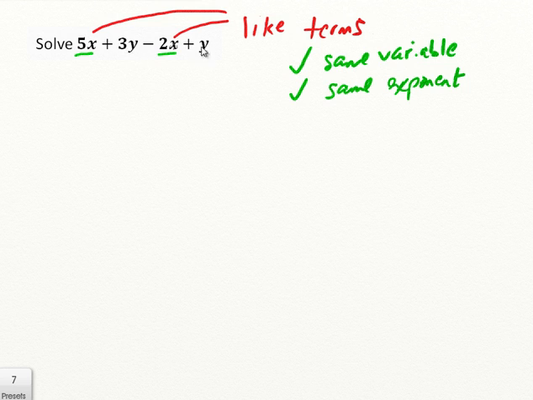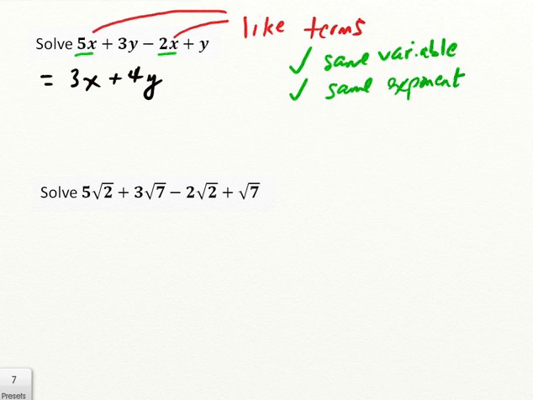Similarly, the 3y and the positive y can be combined. So we would write our solution as 5x minus 2x is 3x, and 3y plus y is 4y. And that is our solution. We'll notice in our final answer that we cannot combine the 3x and the 4y. Why? Because they are not the same variable. It fails that first test that we are doing. Okay, well, how does this help us?